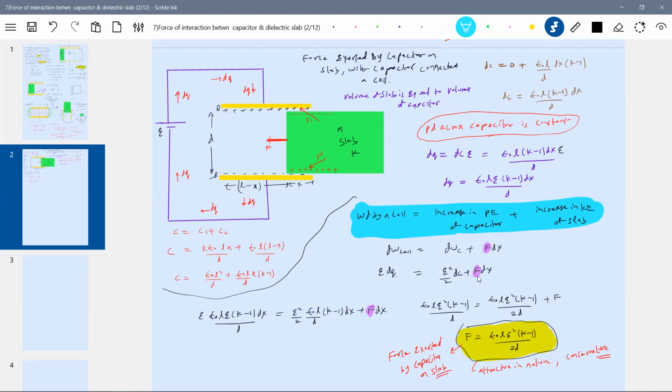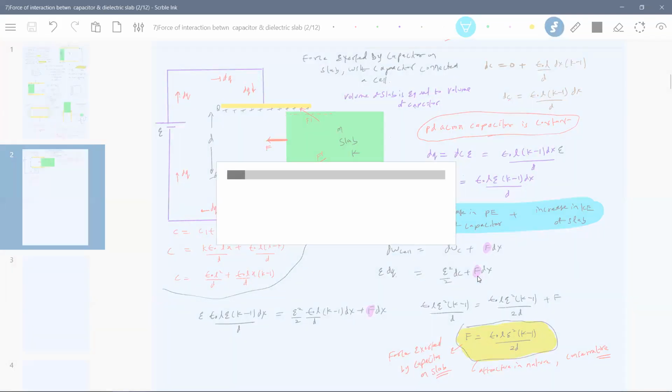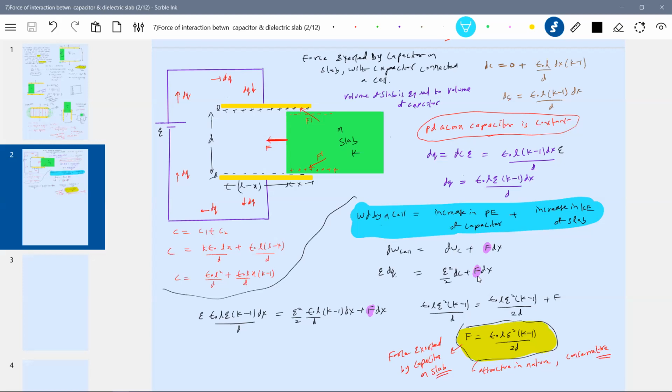Sir, is it independent of x? Compare with the previous case. For an isolated charged capacitor, if you bring in a slab, the force was a function of distance. Here it's independent of x, whether x equals L by 3, L by 4, or L by 2. The force will be constant, and it's an attractive force. The capacitor will pull that slab in between the plates. What about the heat generated? Very clearly, half of the work done by the cell will be in the capacitor, and the remaining will be converted into kinetic energy of the slab. So the heat generated in the process will be 0. No heat is generated.